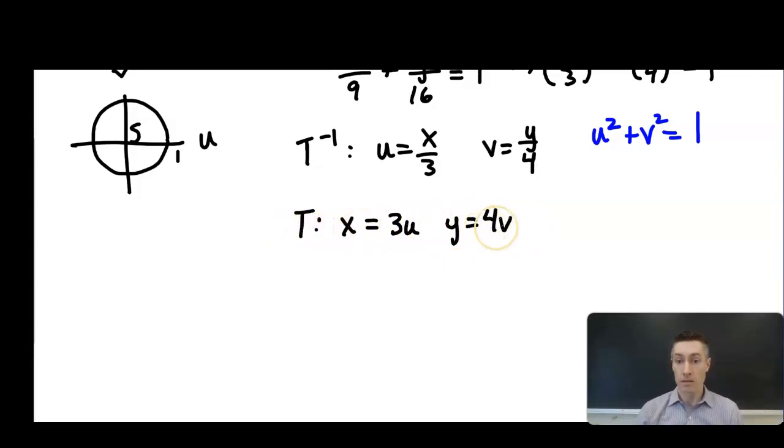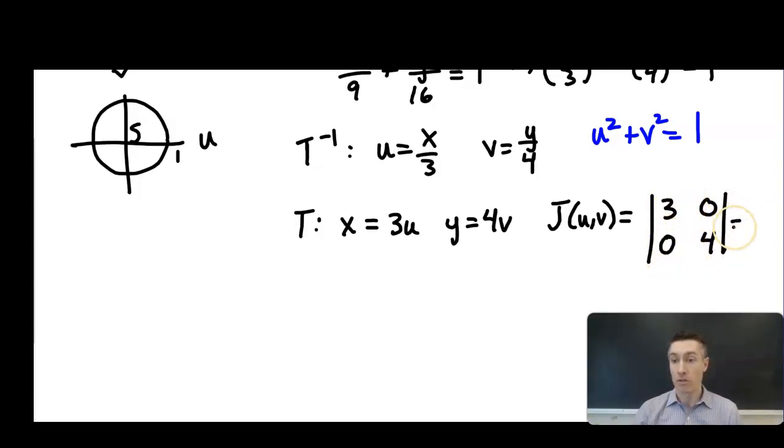So if we use this, we are just finding the Jacobian in terms of u and v directly with our transformation. So partial of x with respect to u is 3, with respect to v is 0. Partial of y with respect to u is 0, and with respect to v is 4. So the Jacobian is 12. Had you chosen to do the Jacobian of the inverse transformation, you would have gotten 1/12, and then reciprocating would give you the 12 that we got here.